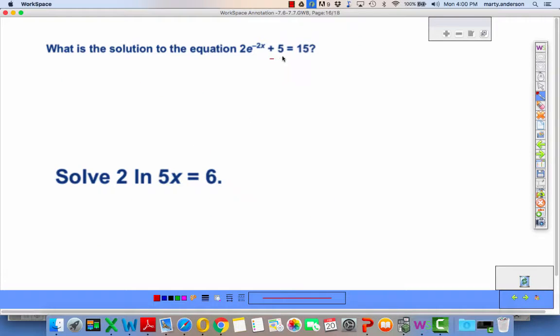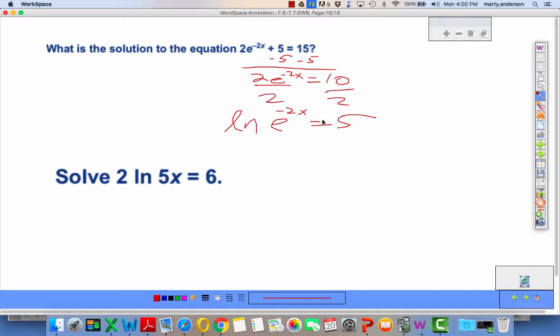Same thing up here. Minus 5, minus 5. 2 e to the negative 2x equals 10 divided by 2. So we're isolating the e value. And now another thing you can do is take the ln of both sides. And I would swing this out front. Negative 2x ln e equals ln 5.